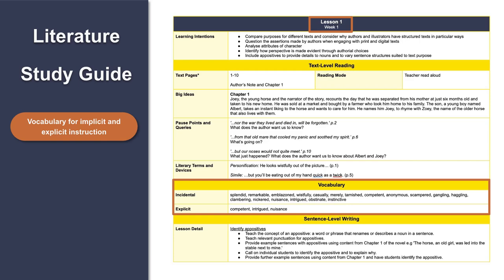After reading, we provide 2 to 3 Tier 2 words for explicit teaching. Teachers have the flexibility to choose the number of words and which specific words to teach, tailoring the instruction to fit the needs and timing of the classroom context.